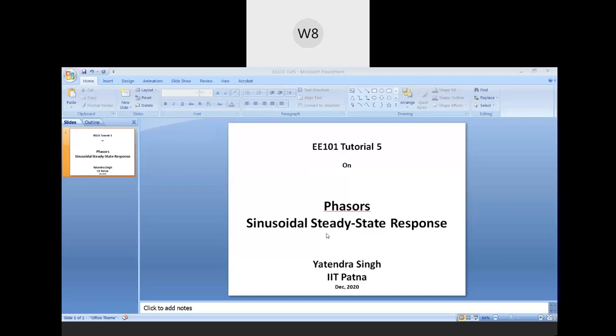Steady state means they are changing, of course, as per the sources in the form of sinusoid, but the pattern of the sinusoid voltage or current is no longer changing with time. Like there is a transient response, and in the transient response things also change with time, but after sufficiently long time everything will come to a stable value.